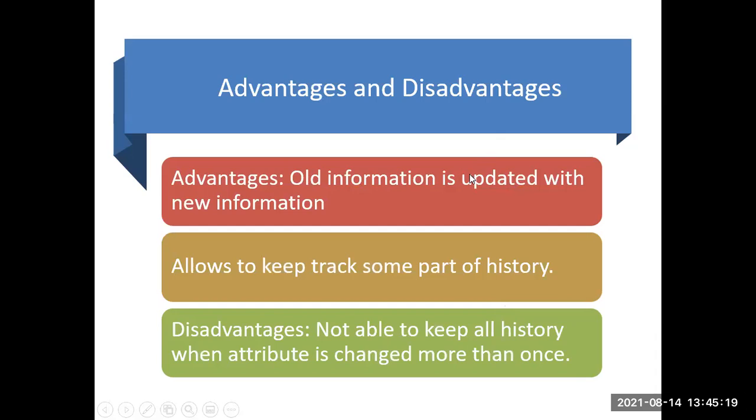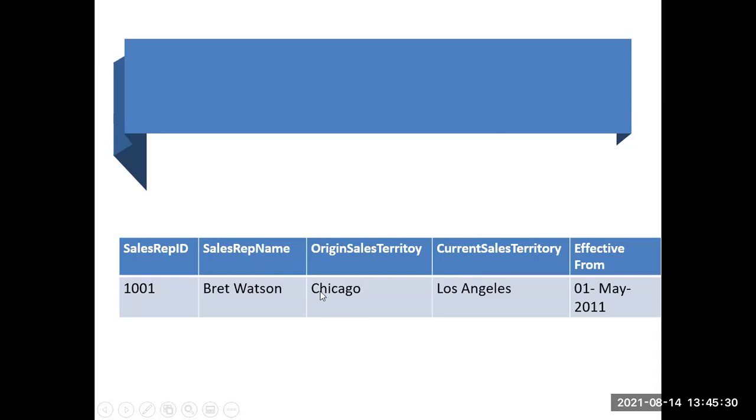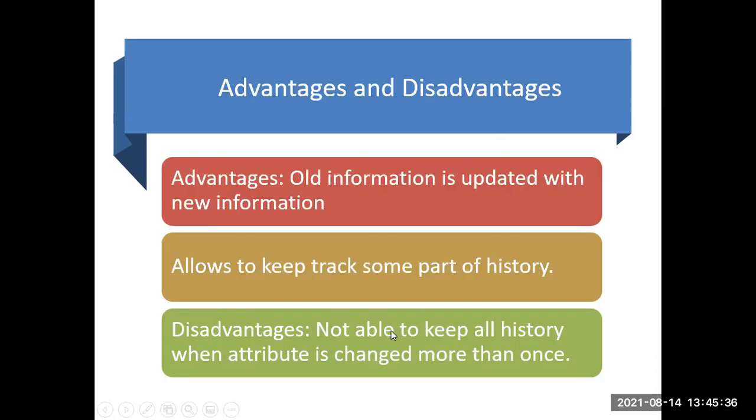Advantages and disadvantages. Old information is updated with the new information. Just you are supposed to go on increase. Allows to keep the track of some part of history here. Part of history, meaning, this is their origin, and current information is also available from when he has started working. Disadvantage, not able to keep all the history when attribute is changed more than once.